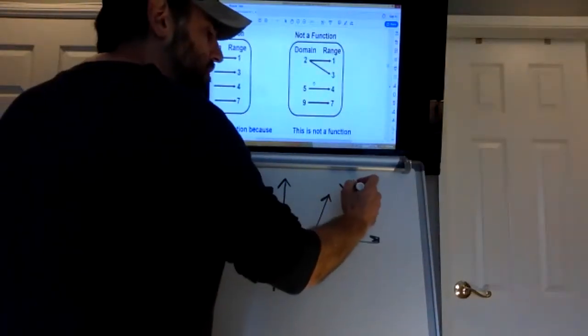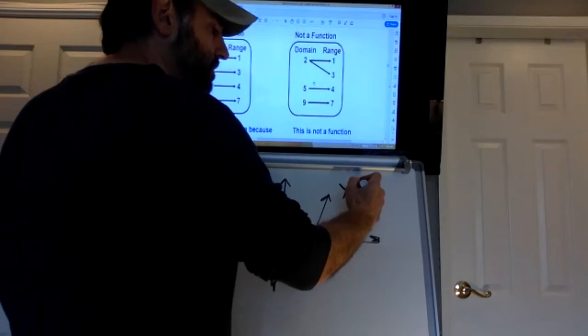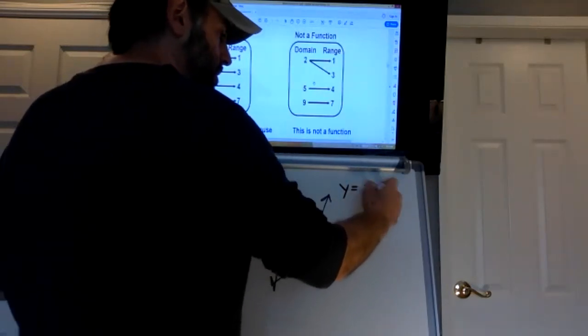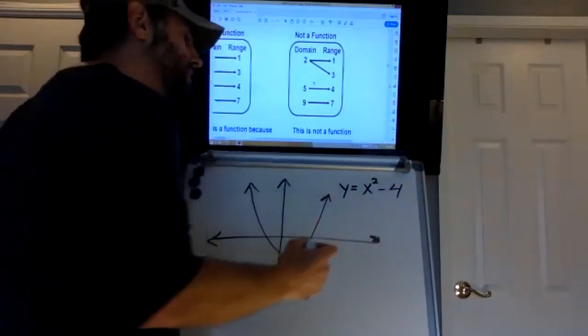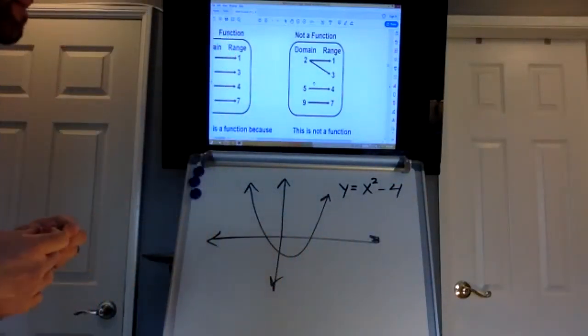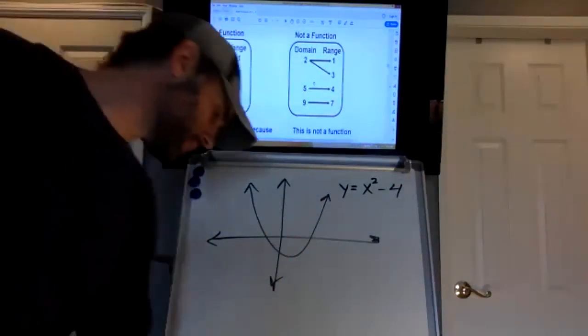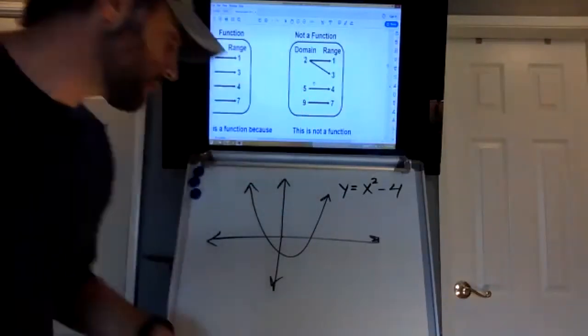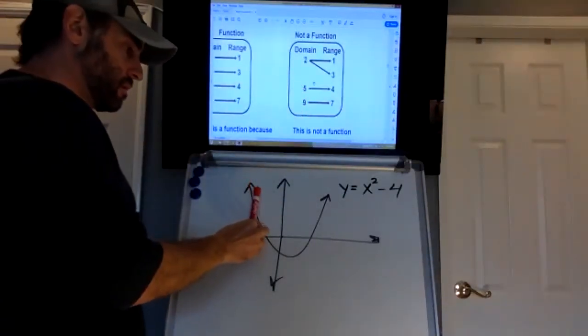The equation would be like y equals x squared, maybe minus something like that. Is that a function or not? Yes, a parabola should always be a function, right? Because a parabola can never be perfectly vertical.